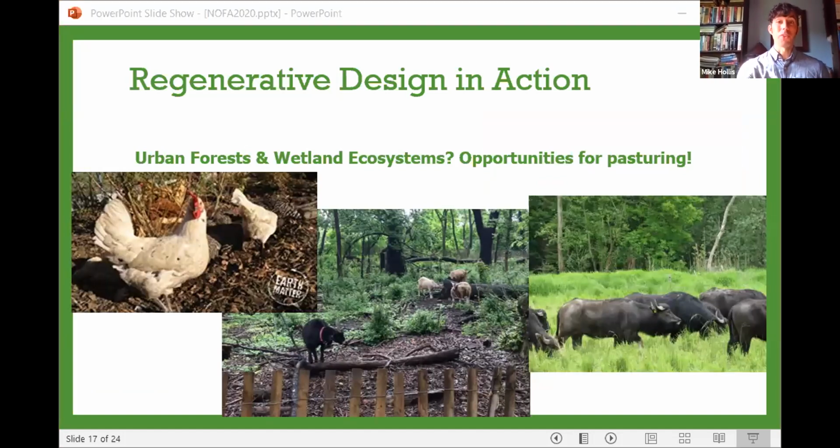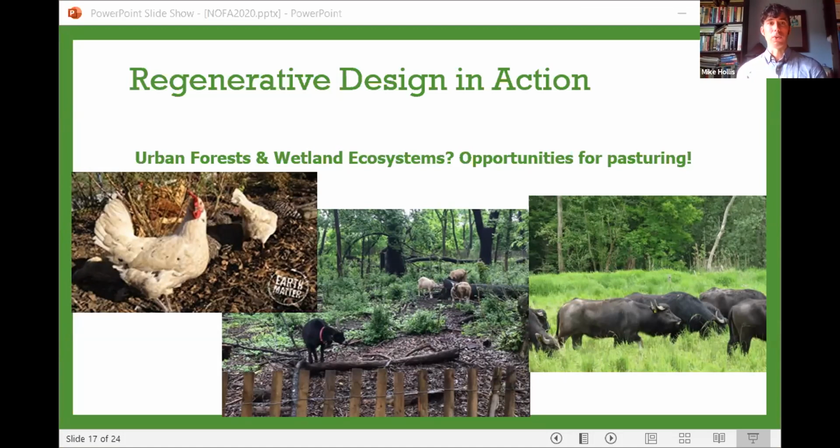Another really neat one. I think that when a lot of us think of regenerative agriculture, silvopasture comes to mind as kind of one of the original tenets and one of the origin points for the regenerative agriculture movement. And applying that to an urban area, so when we talk about things like urban forests, we were talking about things like wetland ecosystems and restoration for that, those are creating opportunities for pasturing. And those opportunities are not hypothetical, they exist.